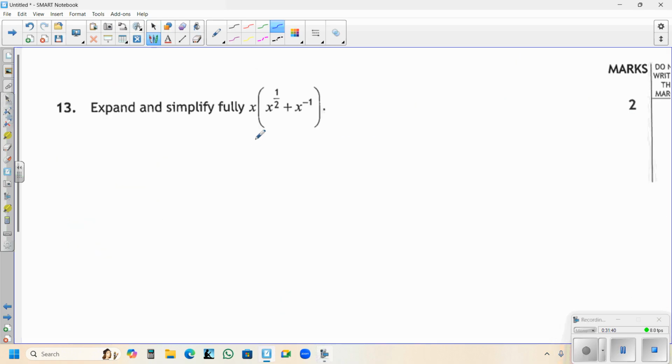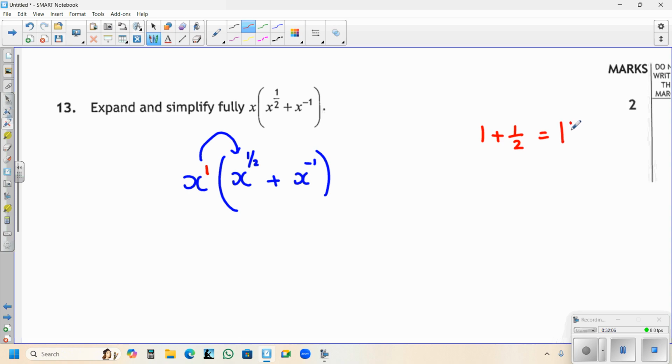Expand and simplify fully. So we'll get x bracket x to the power of a half plus x to the power of negative 1. So rules, when you're multiplying indices, you add the powers. Now there's a power missing from there, that's x to the power of 1. So when I'm multiplying those two terms together, I've got to add the powers. So I've got 1 plus a half. 1 plus a half is 1.5. We always have them as top heavy fractions. 1 times 2 is 2, plus 1 is 3 over 2. So that gives me x to the power of 3 over 2.